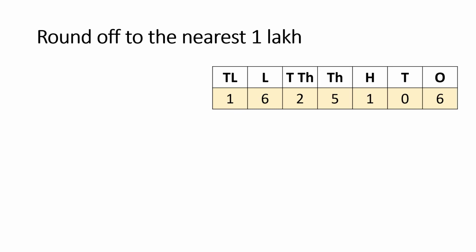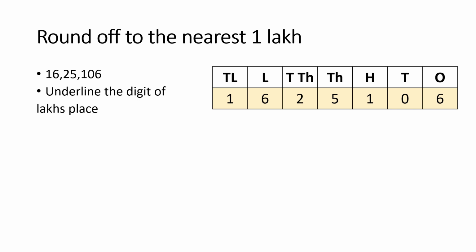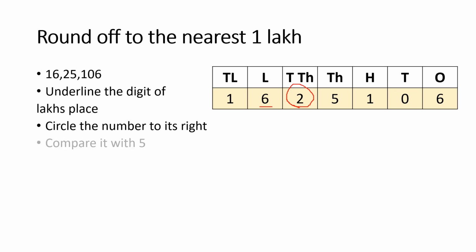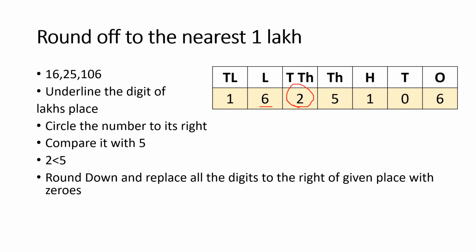Let us take one more example. This is again round off to the nearest 1 lakh, but the number is 16,25,106. I have written this number in the place value chart. At first we have to underline the digit at the lakhs place. At the lakhs place we can see there is 6. We will underline this and circle the digit to its right. This is 2, and we compare this 2 with 5. We know that 2 is less than 5. That's why it is a situation of round down. 6 will be 6 only. So it is 16 lakh.